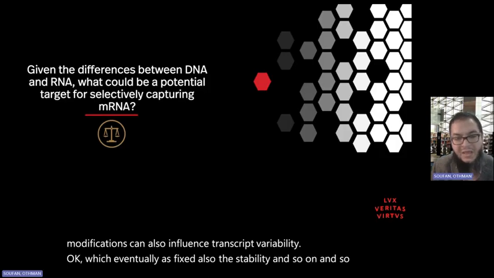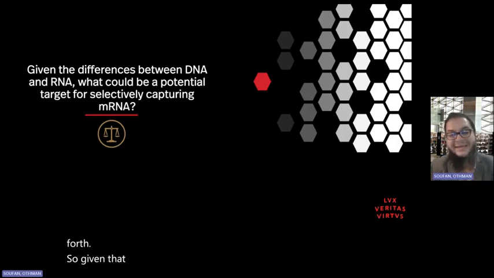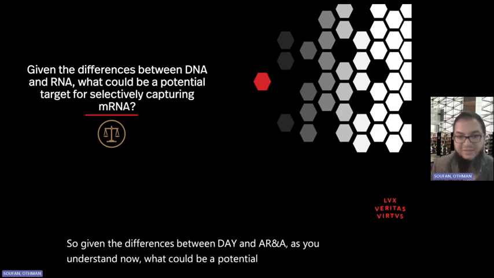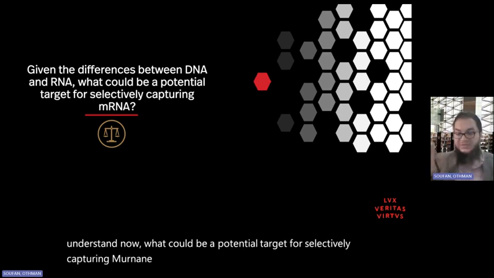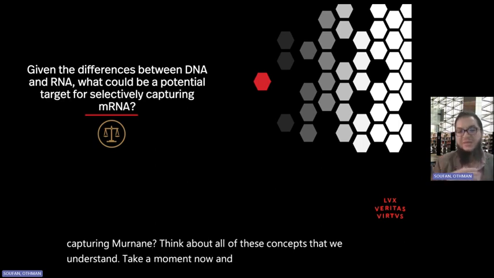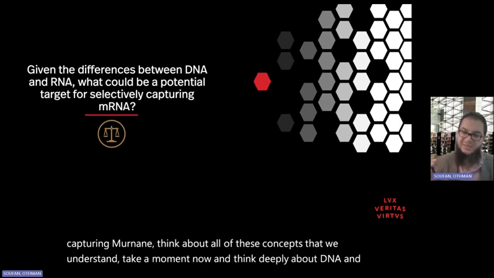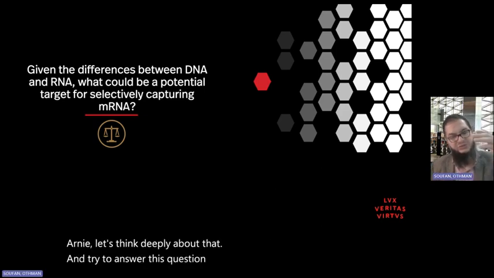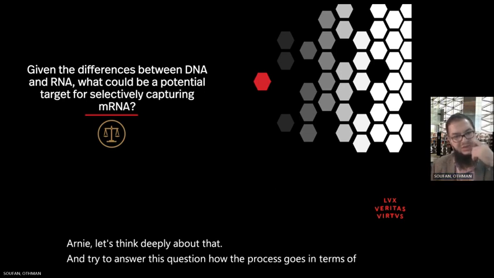forth. So given the differences between DNA and RNA, as you understand now, what could be a potential target for selectively capturing mRNA? Think about all of these concepts that we understand. Take a moment now and think deeply about DNA and RNA, and try to answer this question. How does the process go in terms of transcription, okay?